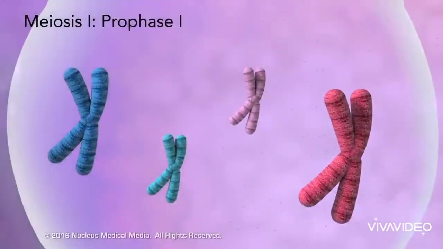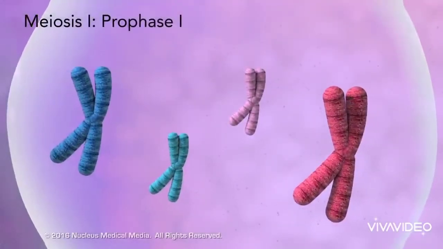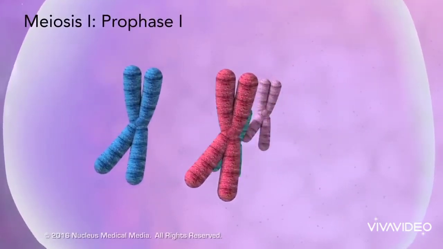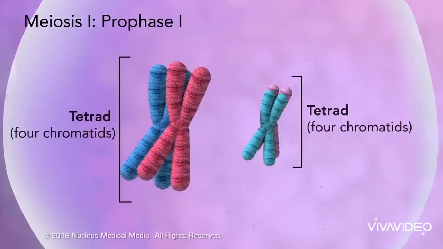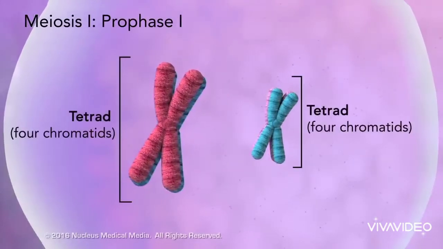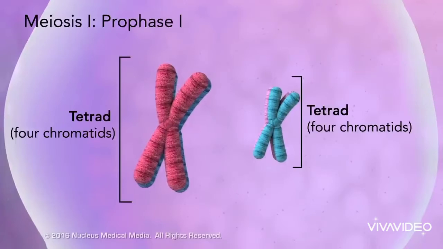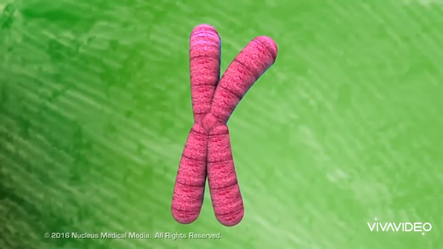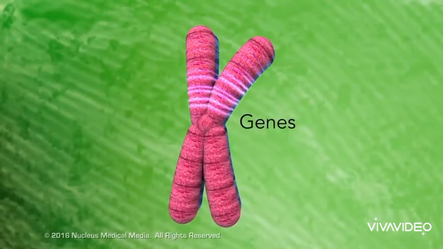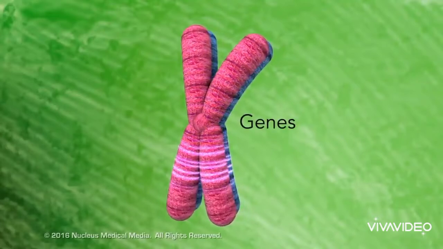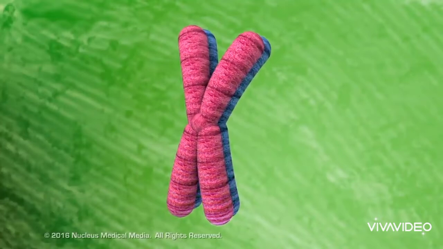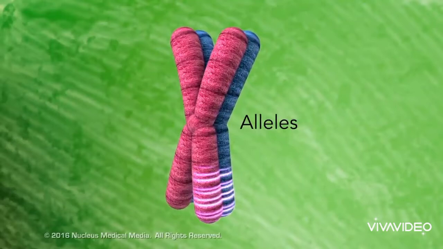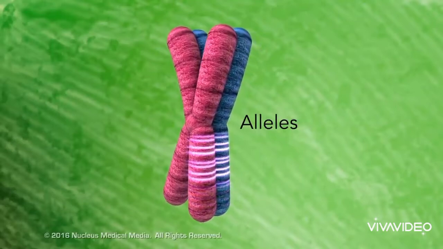In a process called synapsis, each chromosome pairs up with and binds to its corresponding homologous chromosome, forming a tetrad. A tetrad is the group of four sister chromatids in paired homologous chromosomes. Their chromosomes contain genetic information called genes. These genes were inherited from each parent. And different versions of the same gene on each chromosome are called alleles.